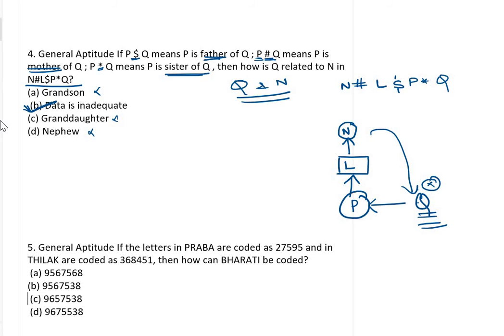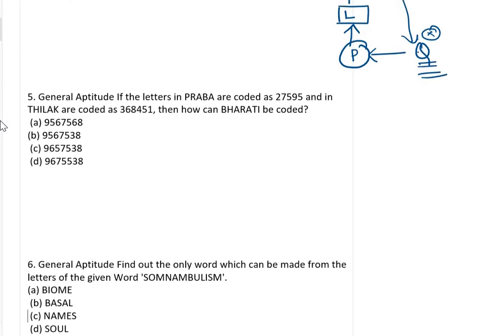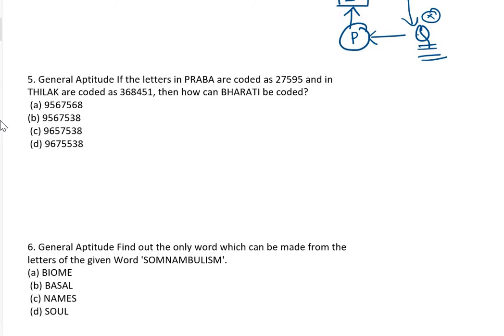Come to the next question. If the word Prabha is coded something like that, how is Bharati coded? So here it is P. We need a code for PBHA. So compared to this one, here it is B.